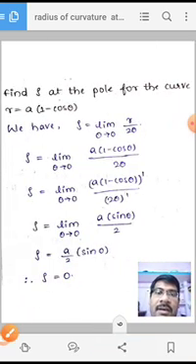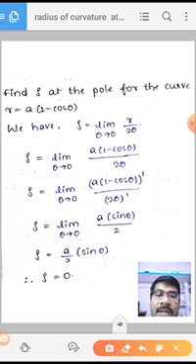Find the rho at the pole for the curve r is equal to a of 1 minus cos theta. For polar form, the rho is equal to limit theta tends to 0, r by 2 theta. Rho is equal to limit theta tends to 0. You have to substitute r is equal to a of 1 minus cos theta by 2 theta. Limit theta tends to 0, that is in 0 by 0 form, that is undetermined form.